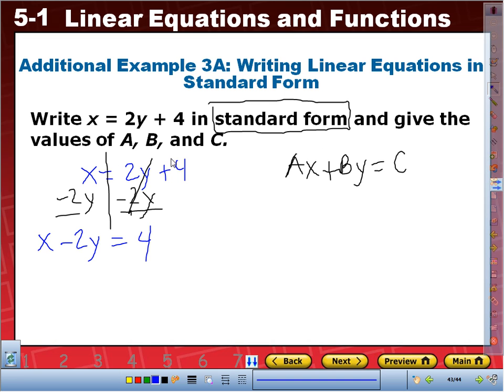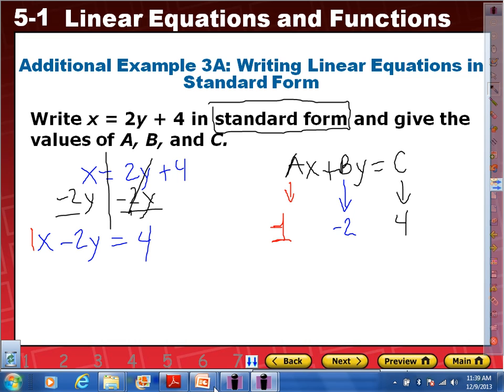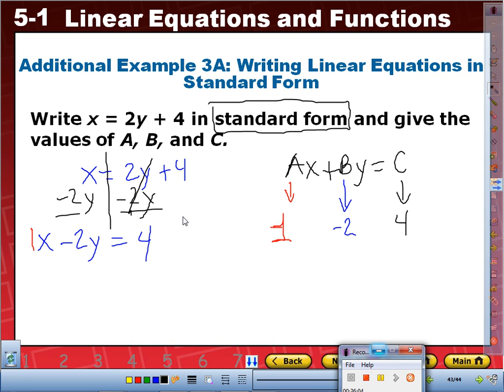So they want us to identify A, B, and C. What is the coefficient of X? 1. What is the coefficient of Y? Negative 2. And what is this? The constant is 4. So therefore, what is A? 1. What is B? Negative 2. And what is C? 4. Copy that, please. And pretty much that's the homework. Only one more different example, and I'll show you that right now. Everybody copy that?